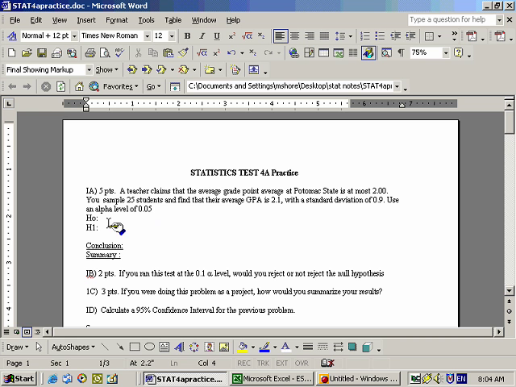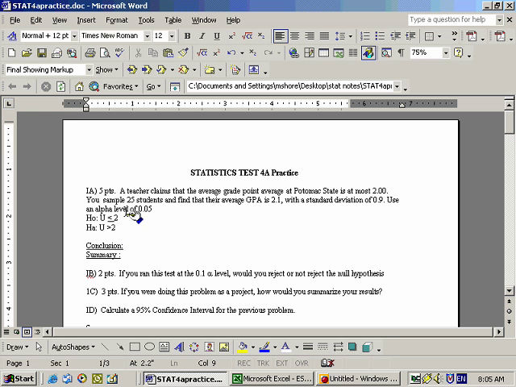Since there's an equal to with it, that would be your null hypothesis that mu is less than or equal to 2. And let me take the underline off of that. That would be your null hypothesis, making your alternate hypothesis, HA, that mu is greater than 2. So that would be the setup of the hypothesis test.